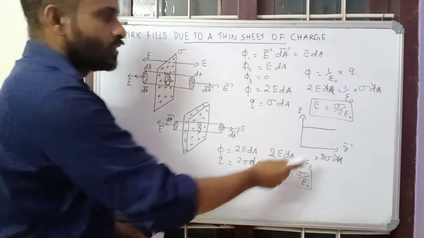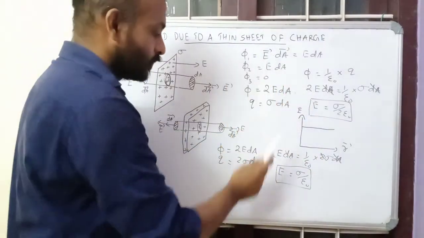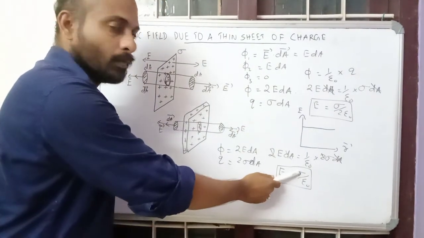So we have got 2 similar results. This is sigma by 2 epsilon 0 for an infinite thin sheet of charge. This is for a plane conductor, sigma by epsilon 0.